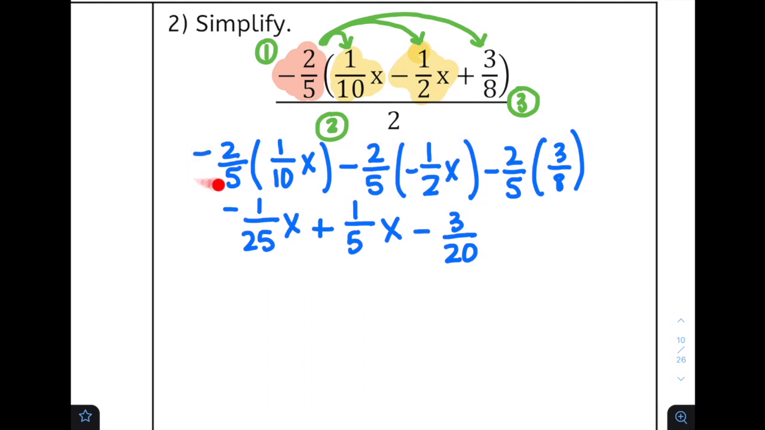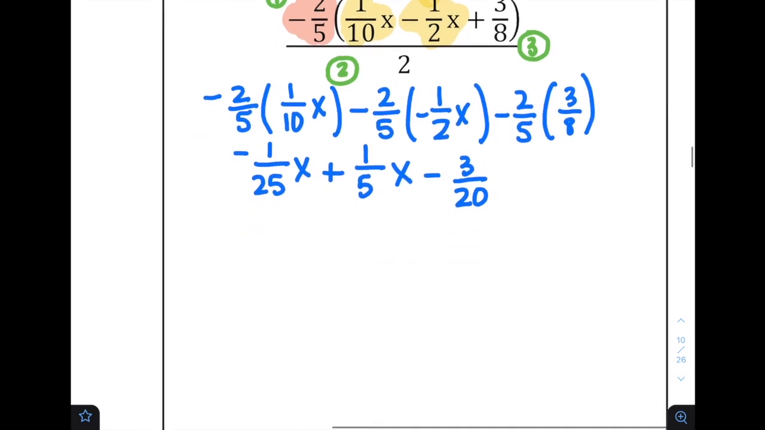So this is when I multiply everything out. So when I simplify, I'm going to get 2 over 50, and then I'm simplifying it to negative 1/25. If I multiply across, I get positive 2 over 10, and I simplify positive 1/5. If I multiply, I'm going to get 6 over 40, and I'm simplifying to negative 3/20. And then remember, the whole thing has to go over 2. But we're still simplifying, so I can come back to that.